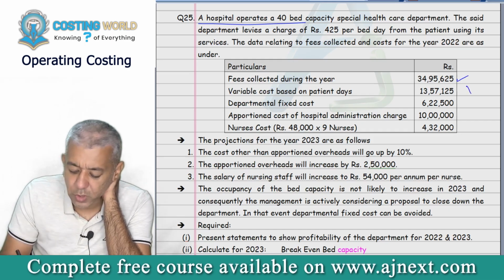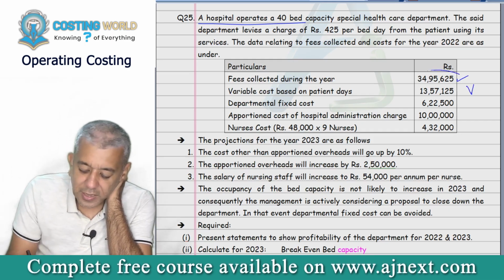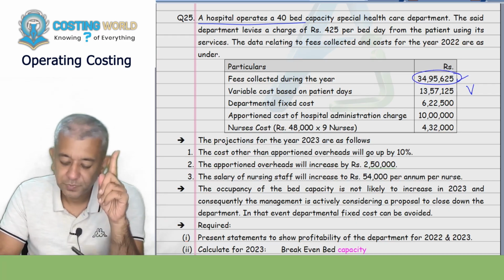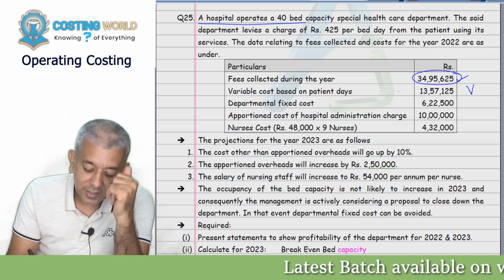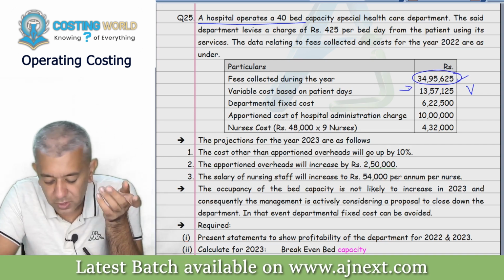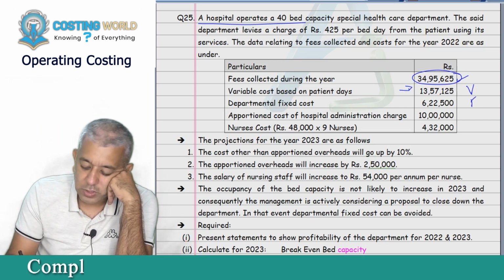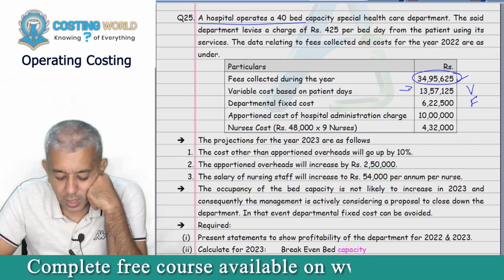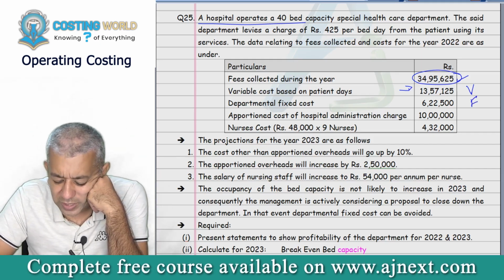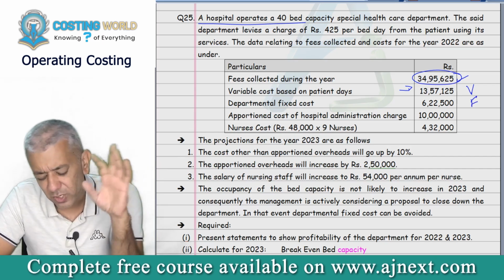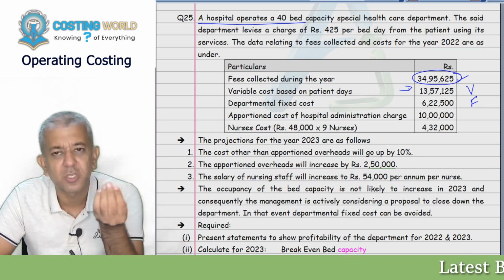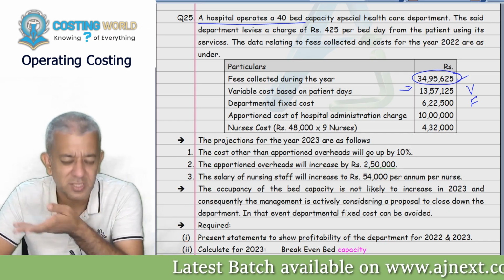Variable cost based on patient days. One sec. This thing is your revenue. This is fees collected. This is your variable cost based upon patient days. It is given it's a variable cost. Departmental fixed cost. It is given it is a fixed cost. Apportioned cost of hospital administration charge. Administration charge will usually be a fixed cost here. The salary paid, like, to the receptionist and so on.